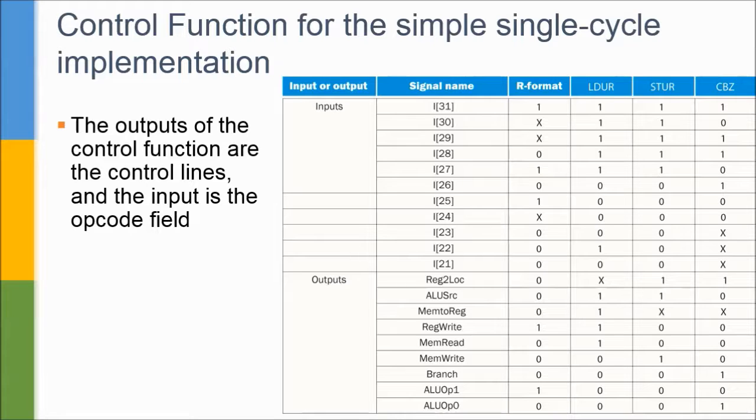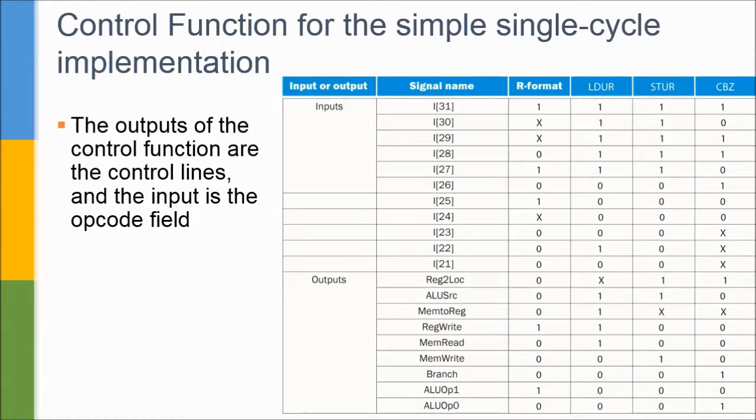Similarly, when we convert our load instruction into binary, its opcode field becomes 11111000010. When this opcode field is fed to the control function, it generates asserted signals only for ALU SRC, memory to REG, REG write and memory read. The rest of the signals are deasserted.